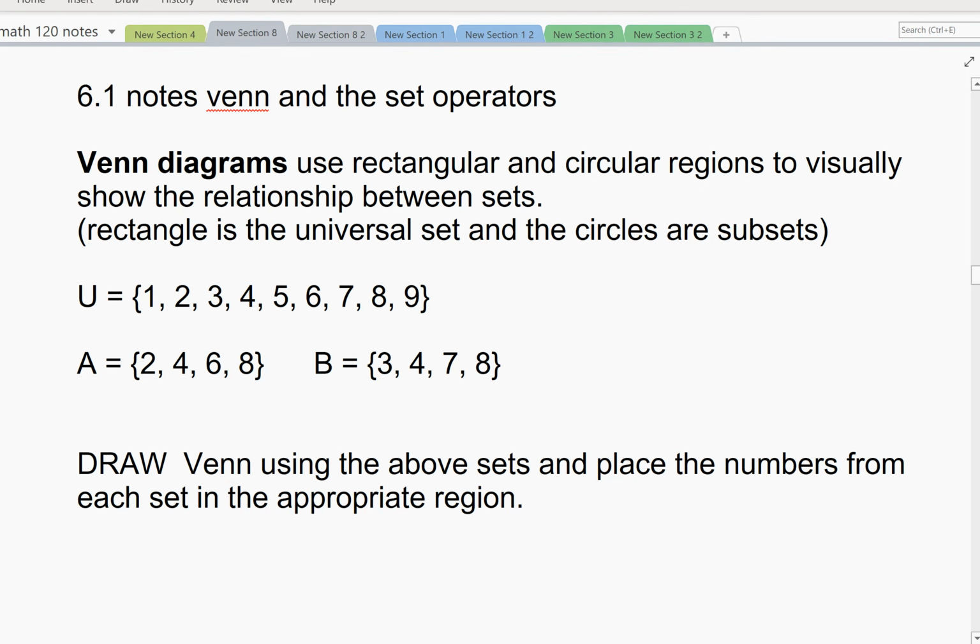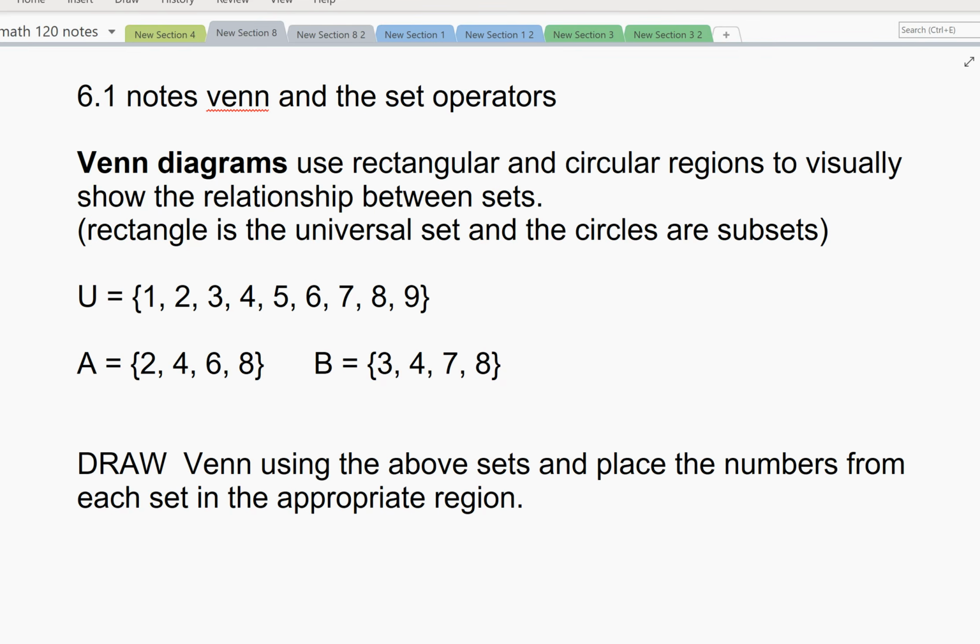We're going to continue in 6.1. This set of notes is over basic set operators and Venn diagrams. So a lot of this is going to be just recognizing some notation. Again, math is a language. We use our own notation that you need to be able to recognize, along with introducing this concept of a Venn diagram, which hopefully you've seen Venns before.